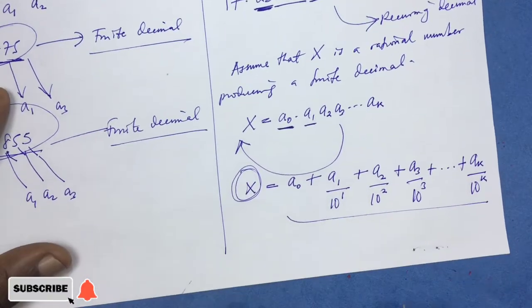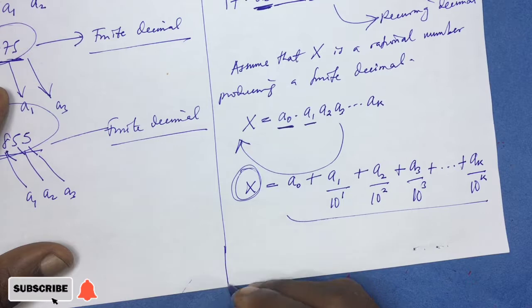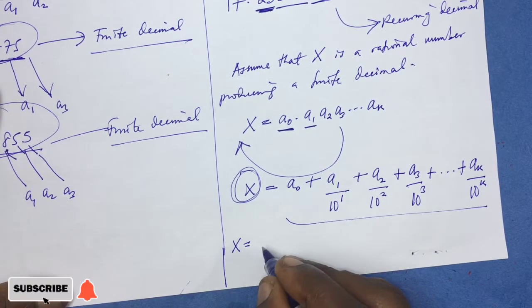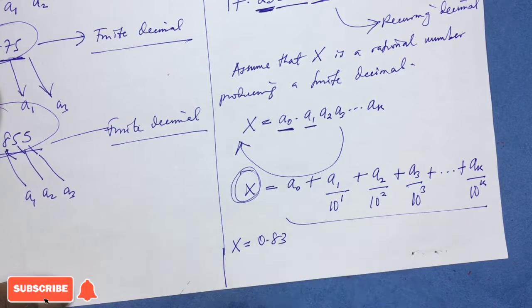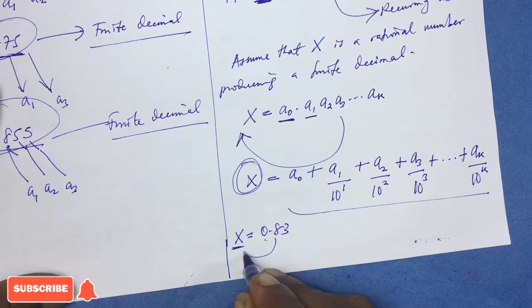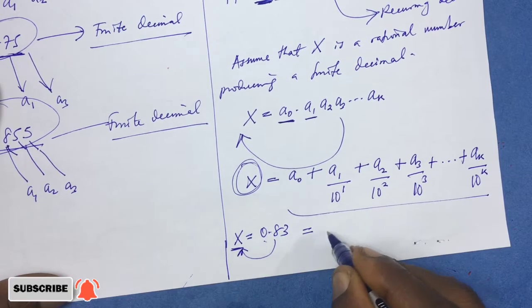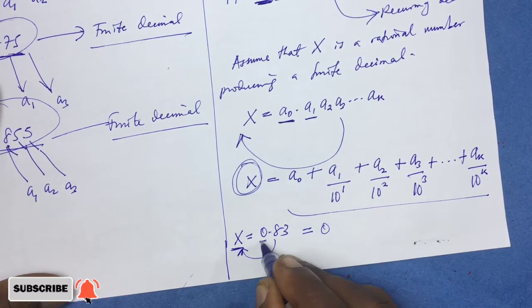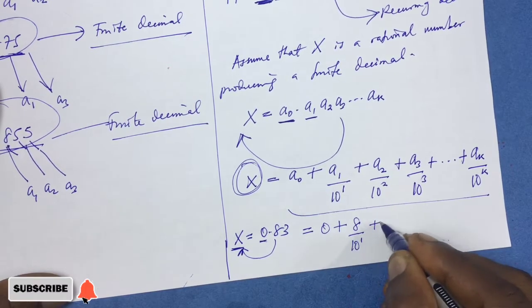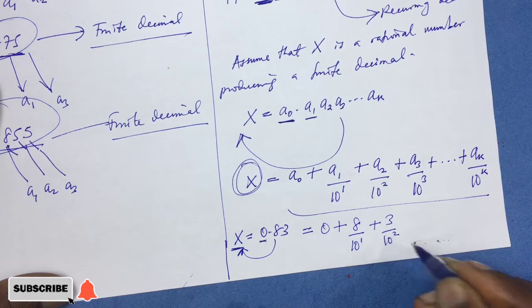Okay, now let me show you an example. Let's assume that you were given your x to be 0.83, like I gave earlier on. Now you can actually find what x is by moving backwards. This is the same as writing 0, the number before the decimal, plus 8 over 10 raised to power 1 plus 3 over 10 raised to power 2.